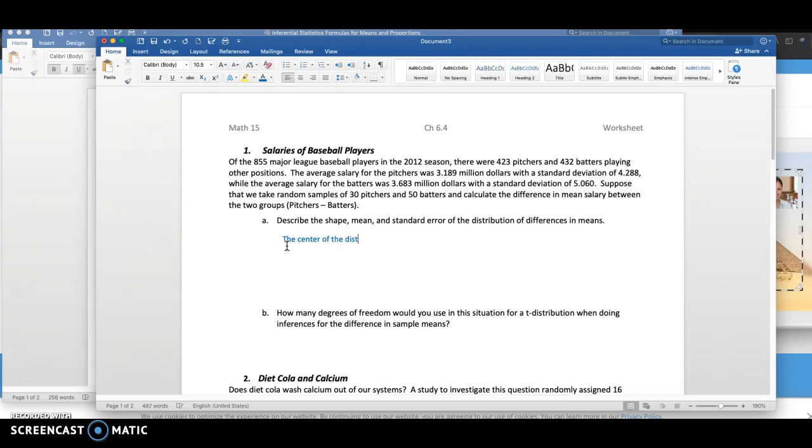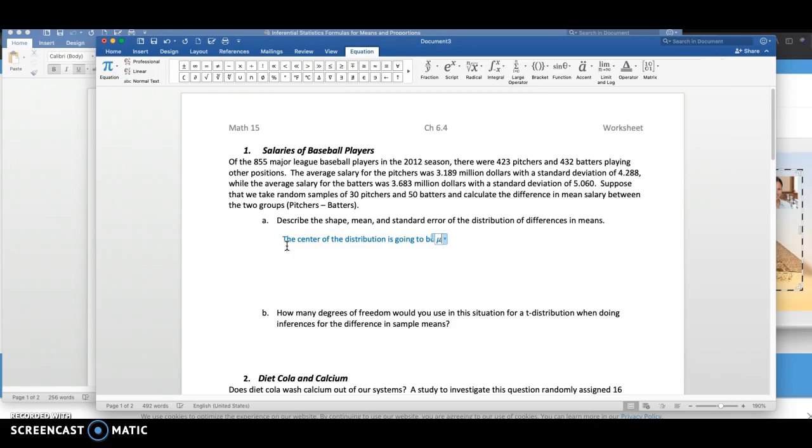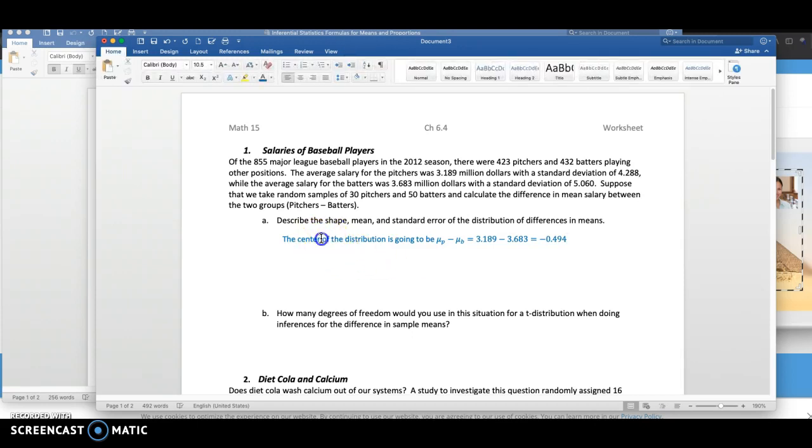center of the distribution is going to be, if I were to take the average, it's going to be the average of all the pitchers. I'm going to use mu sub p for average of all the pitchers, minus the average of all the batters. And that would be 3.189 minus 3.683, and that's equal to about minus 0.494. All right, the center, or I should say center or mean of the distribution.